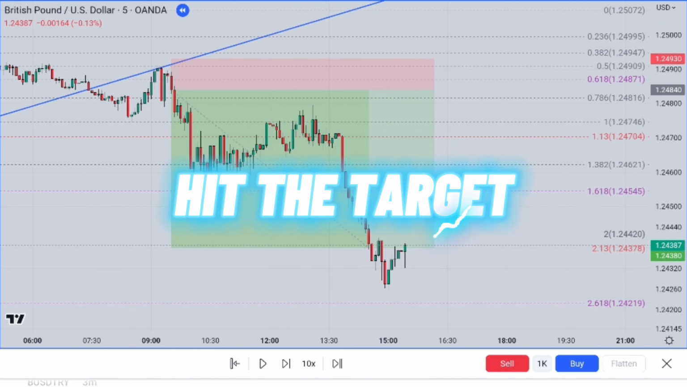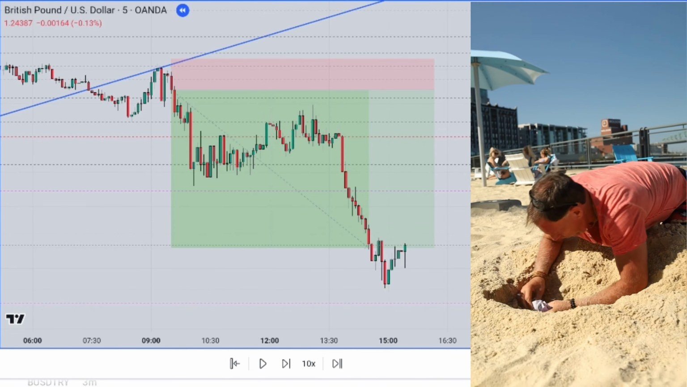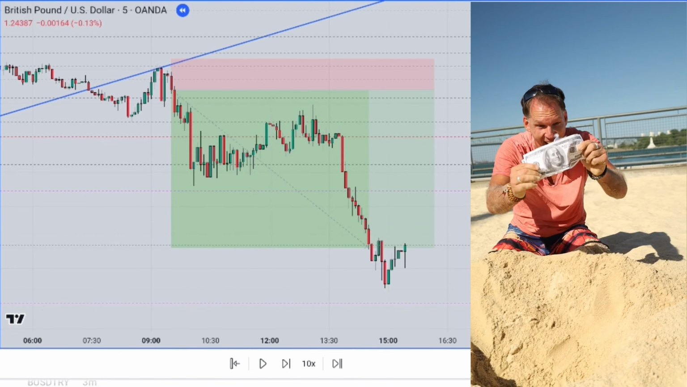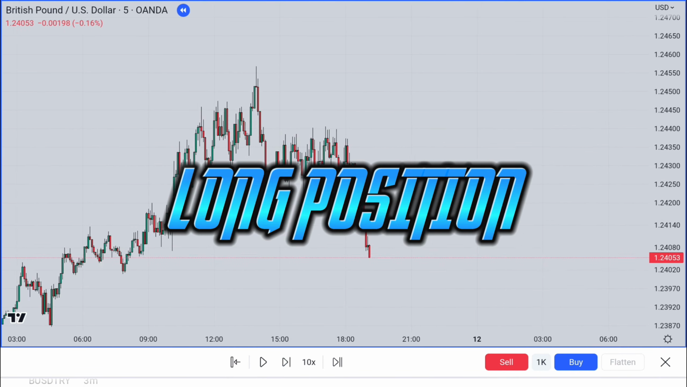We hit the target perfectly. We entered the trade from such a strong candlestick that we reached the target directly, without touching the stop loss area. Now let's look at an example of a long position.